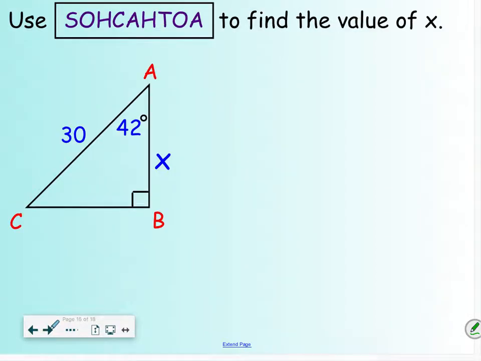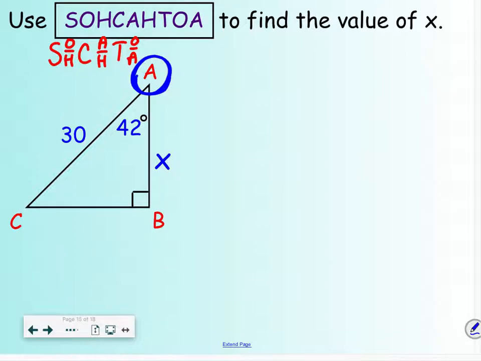All right, now our last couple of problems. Again, I'm going to put my Sohcahtoa up here in fraction form in case that's what you like better. All right, so this one, our reference angle is the angle that has the degree measure written in it. So notice the degree measure is by angle A. So angle A is our reference angle.